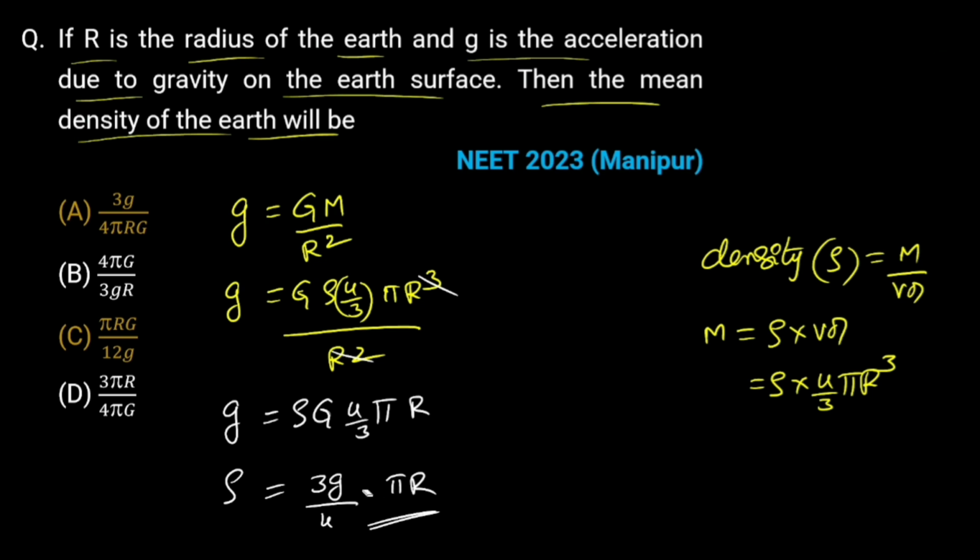Be very careful. g equal to... rho equal to 3g by 4 pi GR. Look at the option A. Option A itself is absolutely correct. Okay, understood clearly? Yes.